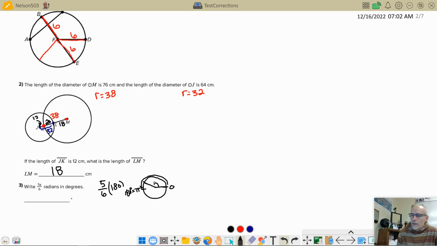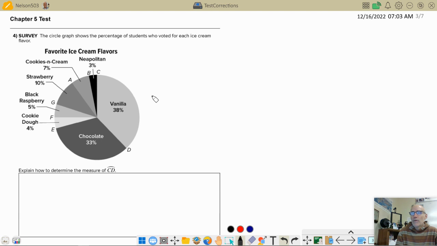Okay, so how do I get there? Well, 5/6 of 180. So 6 goes into 180. I'm going to do the division before I do the multiplication. 6 goes into 180 30 times. So now I've got 5 times 30, right? Because 6 went into 180 30 times. And then we've got 150 for my final answer. There's number 3.